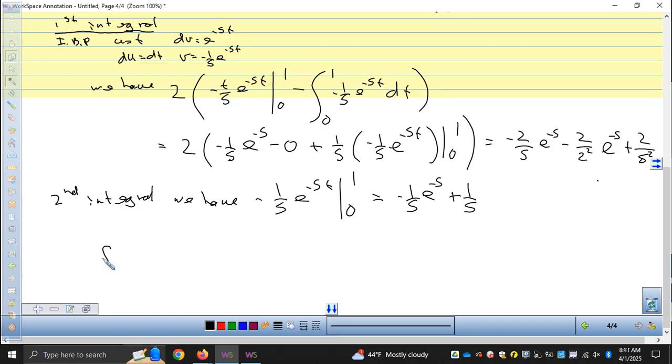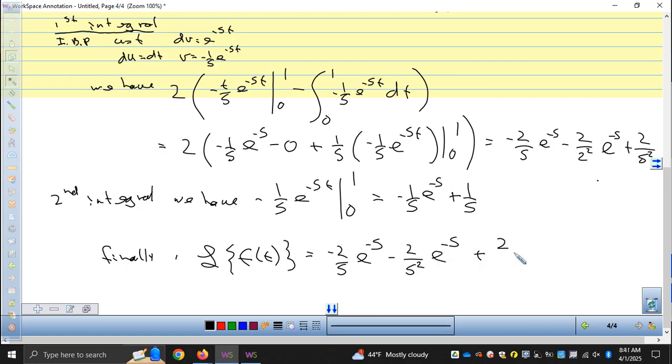So finally, we have that the Laplace transform of that piecewise continuous function is, combining all those together, minus 2 over s e to the minus s, minus 2 over s squared e to the minus s, plus 2 over s squared.